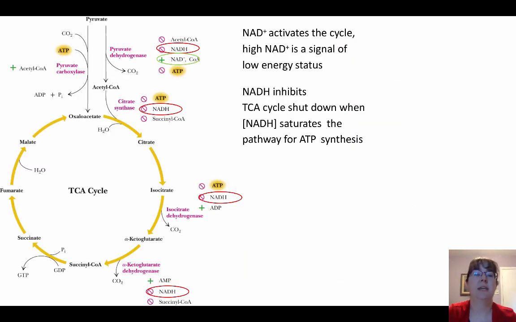So we're going to start with NADH as well as NAD+. In here, NAD+ is going to activate the cycle. So high NAD+ is actually a signal of low energy status. Remember, we're going to be able to use NADH, the reduced form, in the electron transport chain. So the more NAD+ we have, the more that signals that we've used our NADH. So NAD+ is going to activate pyruvate dehydrogenase. NADH is going to inactivate all of our enzymes. It's going to inactivate pyruvate dehydrogenase, citrate synthase, isocitrate dehydrogenase, and alpha-ketoglutarate dehydrogenase.